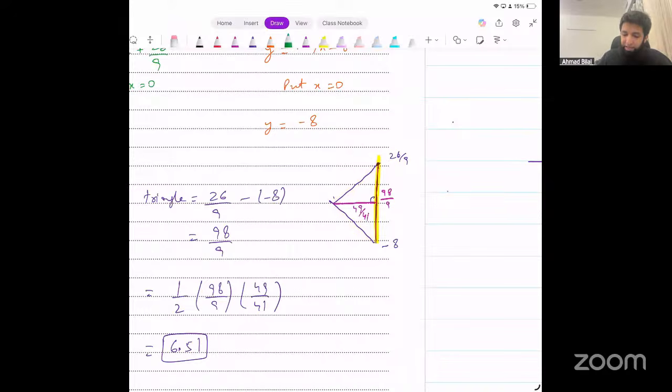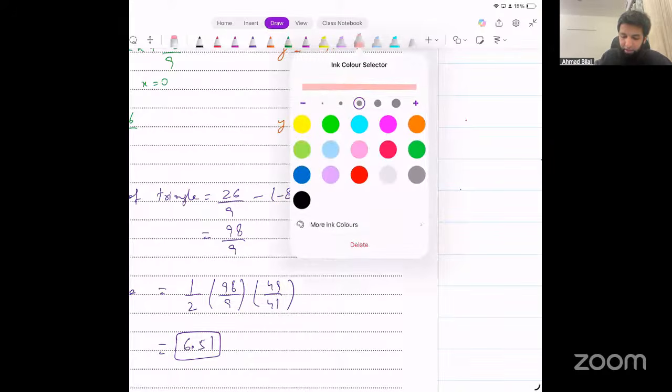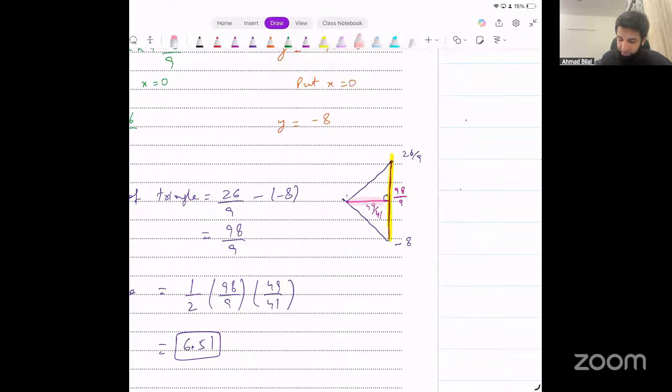If I take this yellow side as the base of the triangle, what is the base going to be? 26 over 9 minus this number, which is 98 over 9. That's the base of the triangle. And then the height is supposed to be perpendicular to that. So for the height, I have taken this length, perpendicular to the third point.